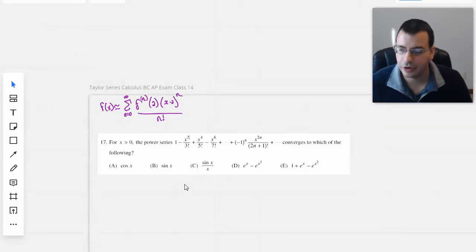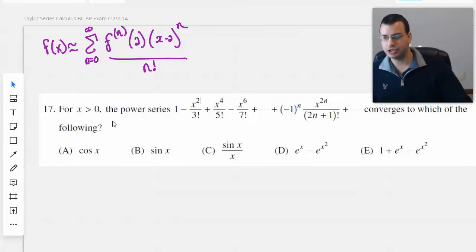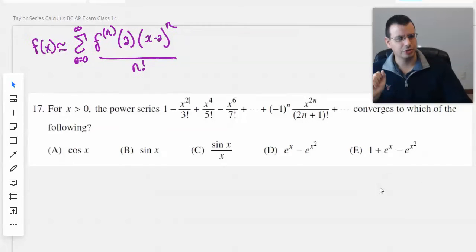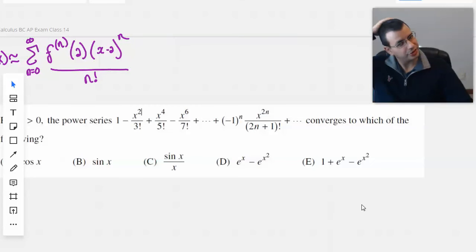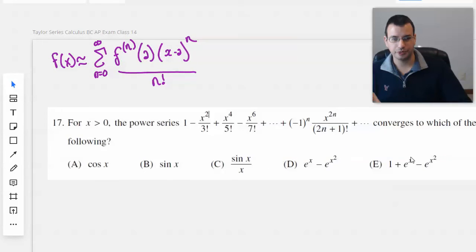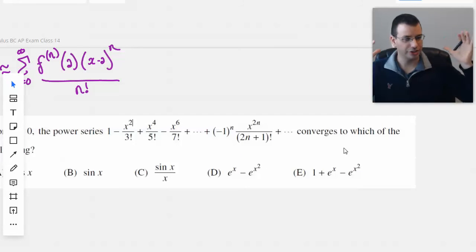Okay. For x greater than 0, the power series 1 minus x squared over 3 factorial, plus x to the 4th over 5 factorial, minus x to the 6th over 7 factorial, plus such and such equation. I'm just going to ignore the equation for now because I don't have that much time to think about that. Converges to which of the following? So when it says converges, you're thinking, oh, convergence something, something, something.